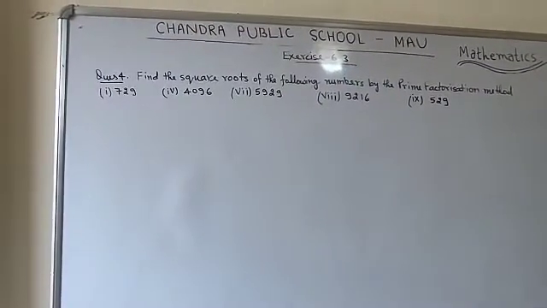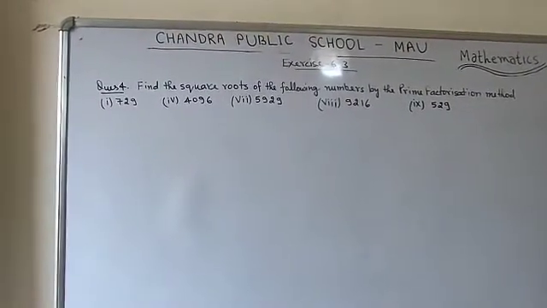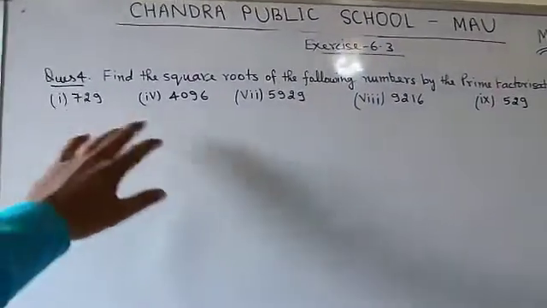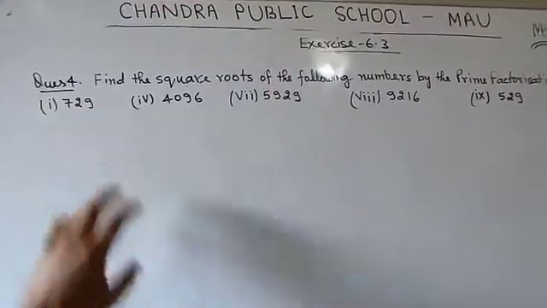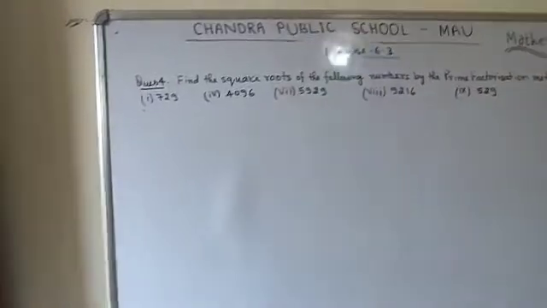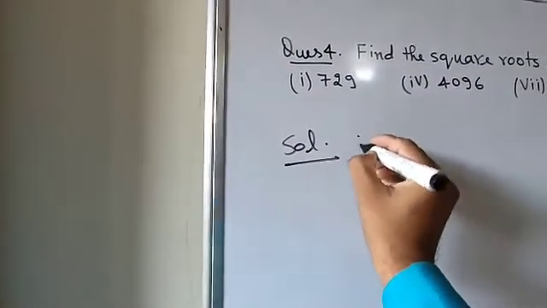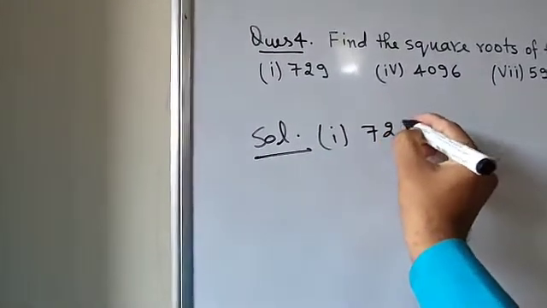In this question, a total of 10 parts are given. I have written 5 parts from these questions, and the rest of the 5 parts will be homework that you need to do by yourself. Now I am going to solve question number 4, first part. The number given is 729.